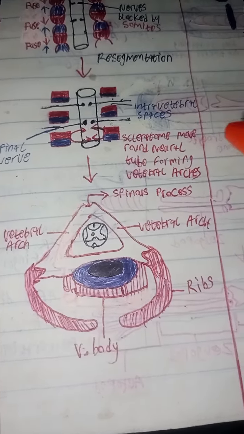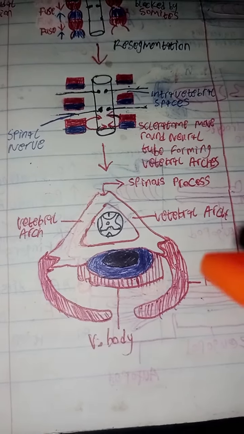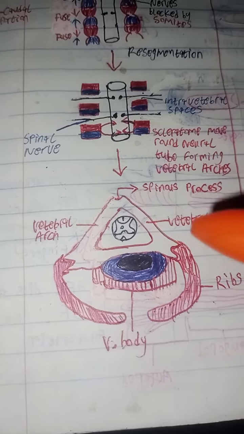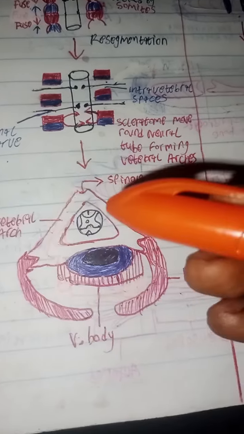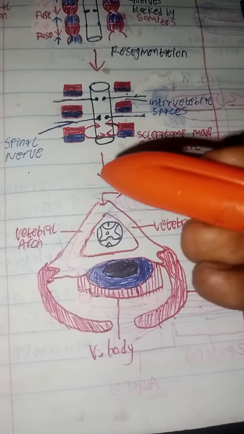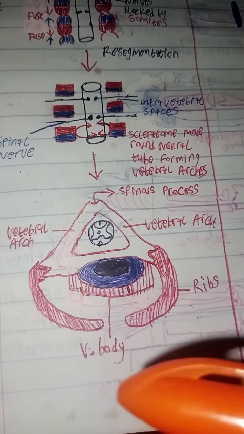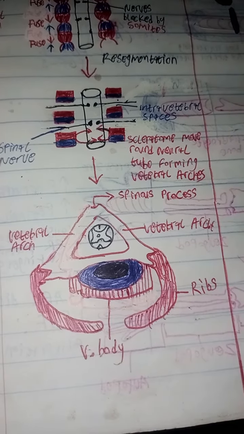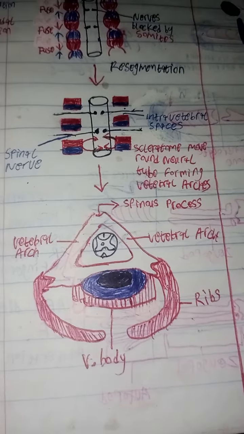Now, eventually, this scleratome moves around the neural tube and forms the vertebra. So we have the vertebral body, the vertebral arch, which surrounds your neural tube, which becomes the spinal cord, the spinous process, and eventually the ribs from it too. So this is how the vertebrae and the ribs of the trunk form.